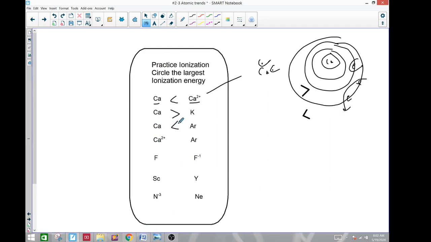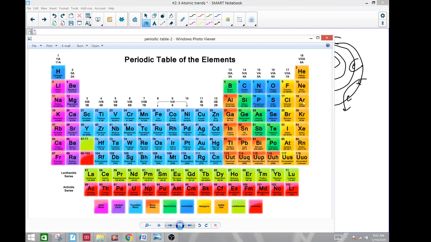All right, calcium 2+ and argon. Now, keep in mind that this guy lost its electrons. It's isoelectronic with argon. Is it argon? No, it's not argon, but it's isoelectronic with argon. Okay, so they're in the same spot. They're in the same row.